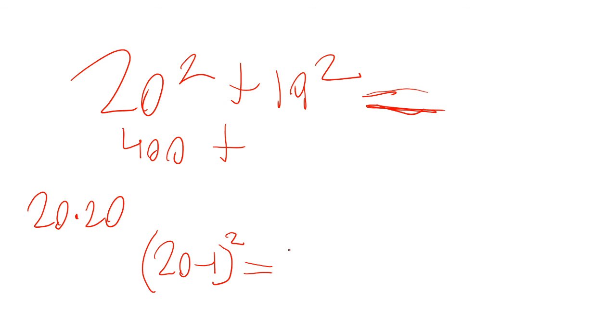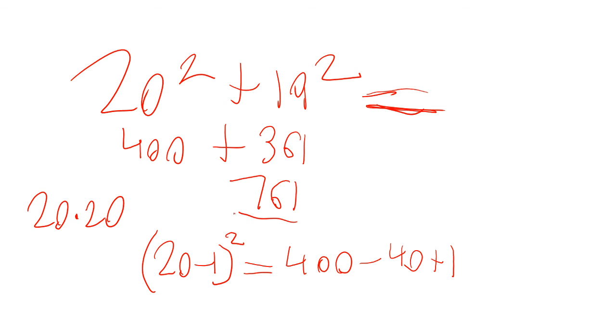20 squared is 400. 20 multiplied by negative 1 is negative 20. Negative 20 multiplied by 2 is negative 40. Subtract off 40. Negative 1 squared is just 1, positive. So 400 minus 40 is 360. So we have 361. Now 400 plus 300 is 700. All we need to do is slap on the 61. And we have 761 as our desired answer.